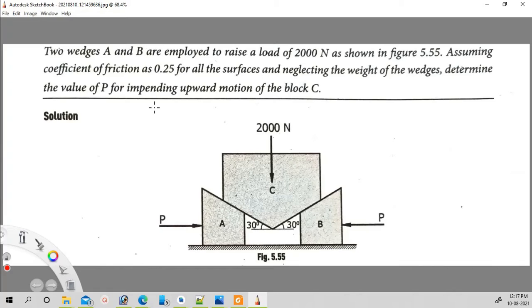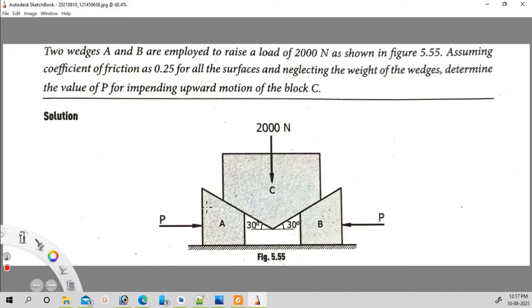Two wedges A and B are employed to raise a load of 2000 Newton as shown in figure. Assuming coefficient of friction as 0.25 for all the surfaces and neglecting the weight of the wedges, determine the value of P for impending upward motion of the block C. So three blocks are there. A and B are acting as wedges, and C is the weight to be raised in the upward direction.